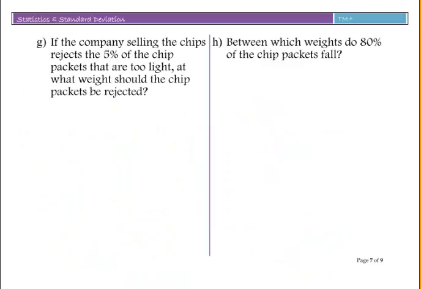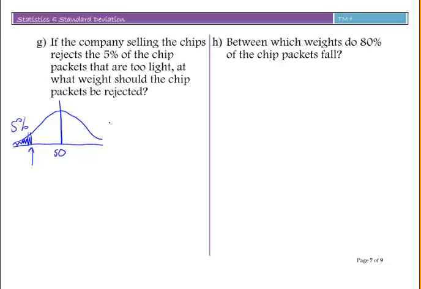Next, let's look at a different kind of question. If the company selling the chips rejects the 5% of the chip packets that are too light, at what weight should the chip packets be rejected? So in this case, here's my curve. There's my bottom 5%. I need to know what that score there is.